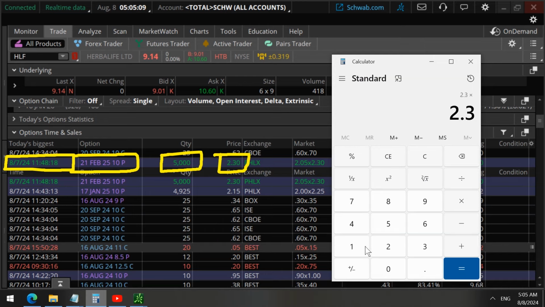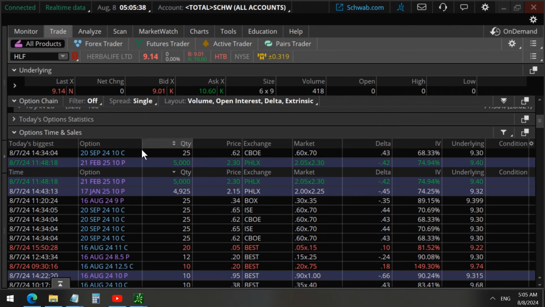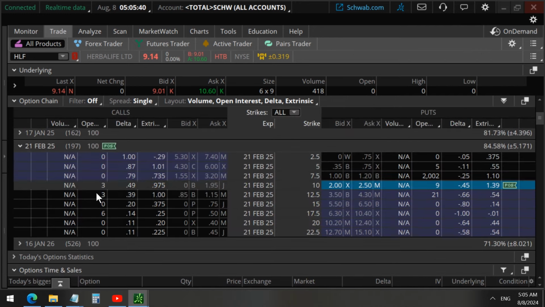We need to multiply by 100 since each option represents 100 shares of stock. So each of these contracts cost $230. And since there was a total of 5,000 contracts, this trade cost $1.1 million. So much less than Bill Ackman's original short trade against Herbalife, which was $1 billion. So let's take a look at the trade in detail.